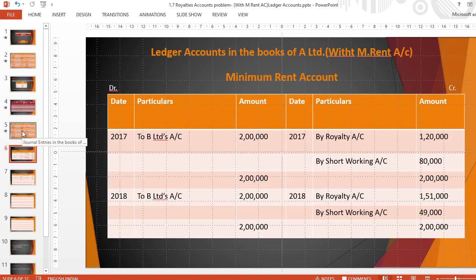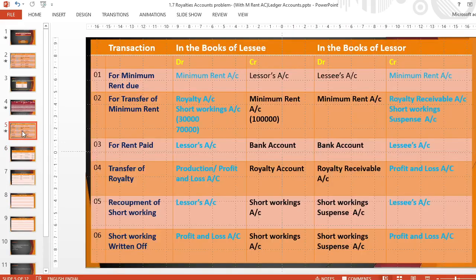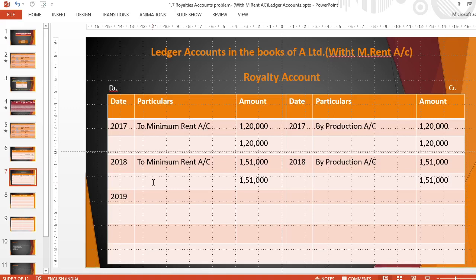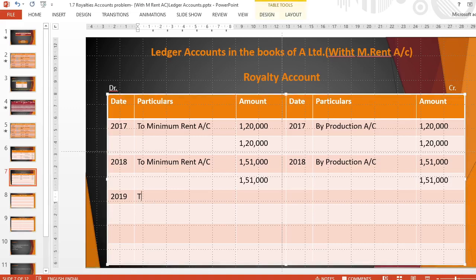So for that reason, we need to change a little here. In the year 2019, we have not prepared minimum rent account, so this minimum rent account entry gets cancelled. The remaining entries are royalty account debit, short workings account debit, to lessers account. Again, for the year 2019 there is no short working, so the remaining entry is royalty account debit to lessers account. I'll write the entry: royalty account debit to lessers account.